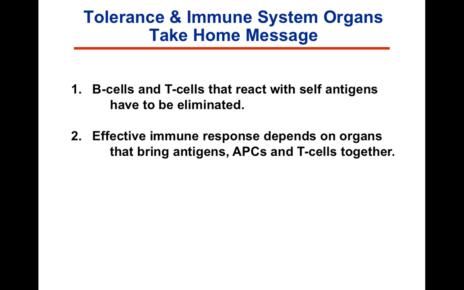So the two take-home messages from this section are, one, B cells and T cells that react with self-antigens have to be eliminated. So part of that is the fact that we need to actually eliminate B cells and T cells that might react with us. The second, which we'll cover in the next lecture, is that an effective immune response depends on organs that bring antigens, antigen processing cells, and the T cells together. So those are the two big concepts from this section.